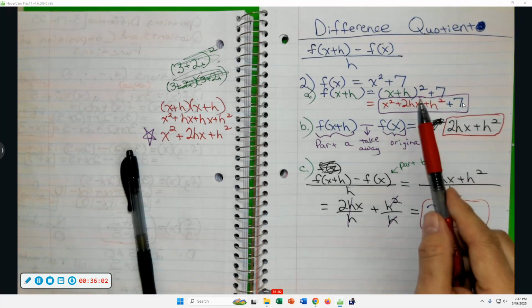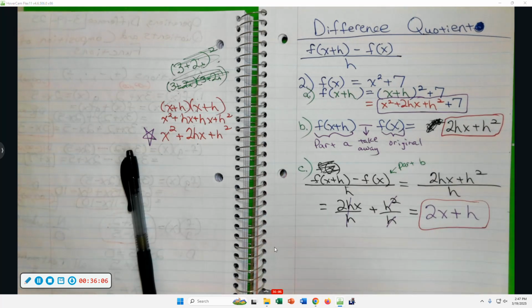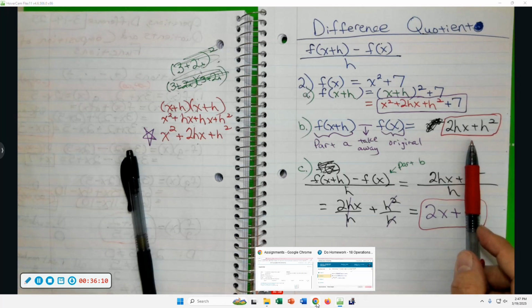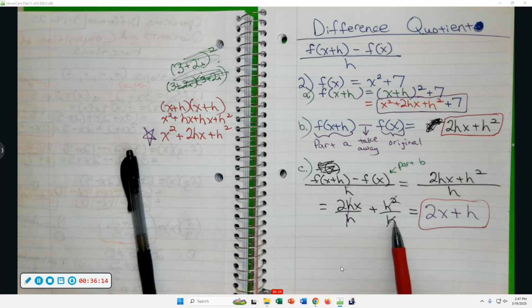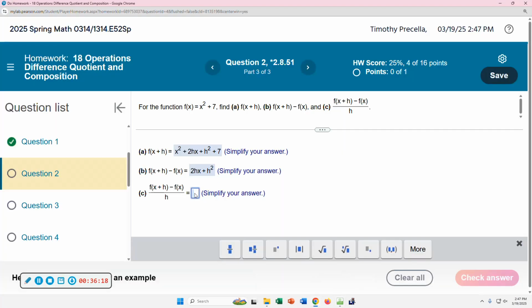The only thing remaining is 2hx plus h squared. And as I said, here in part B, the only terms remaining must contain an h. So you'll cancel down here. Any questions there? 2x plus h.